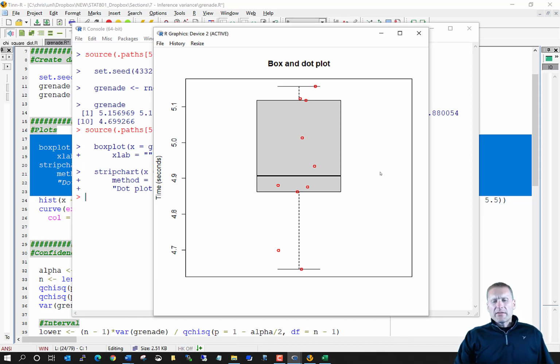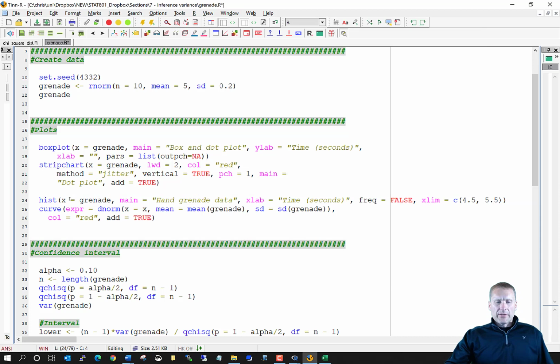What we can see here is that the median, remember, the thick line in the middle of the box, is actually less than 5 seconds. It's about 4.9 seconds. But we can see that sometimes we get a little bit more than 5, and sometimes a little bit less than 5 as well. Let's take a look at a histogram of the data.